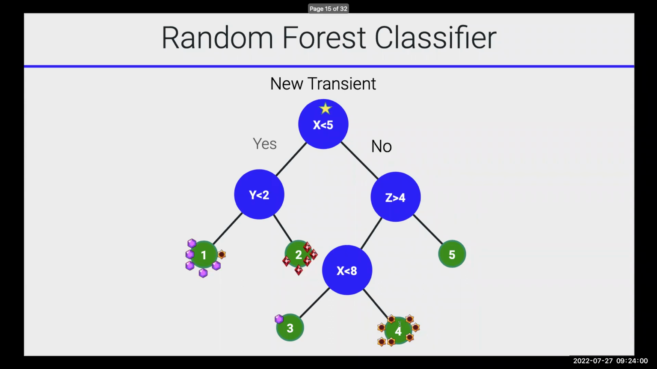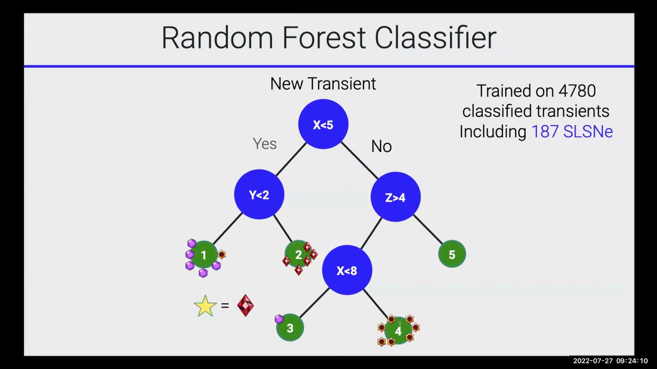So then when you get a new transient, you can run it through the same tree, ask those same questions and say, okay, property X is less than 5, property Y is less than 2. That means it's likely class number 2. For Fleet, we trained it on around 5,000 classified transients from the TNS, which includes around 187 superluminous supernovae.